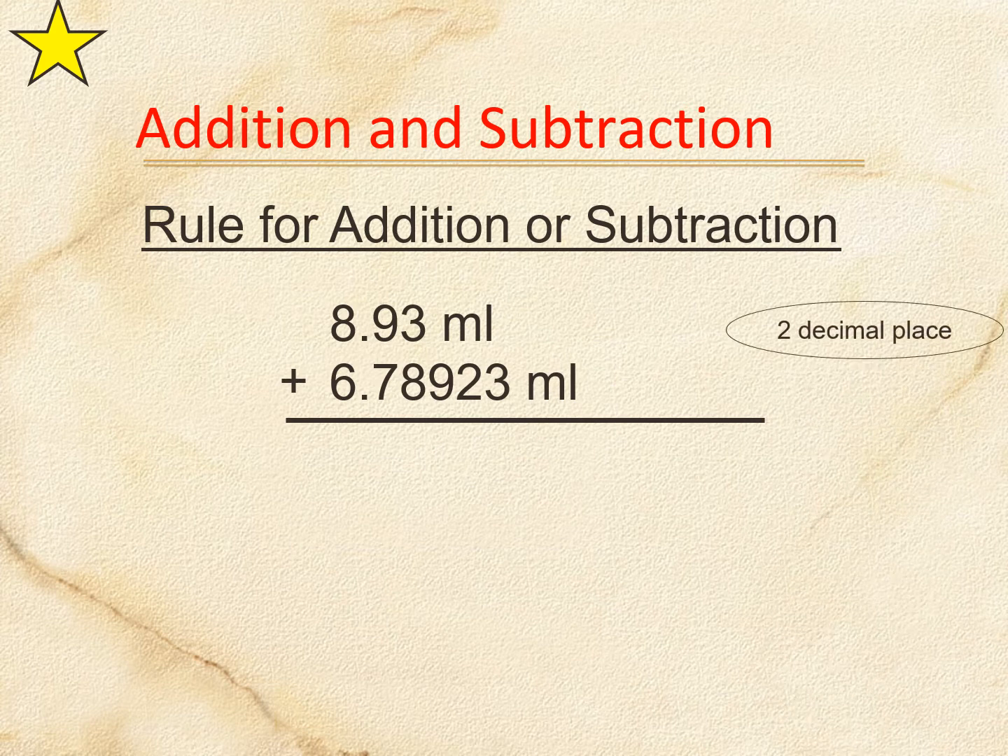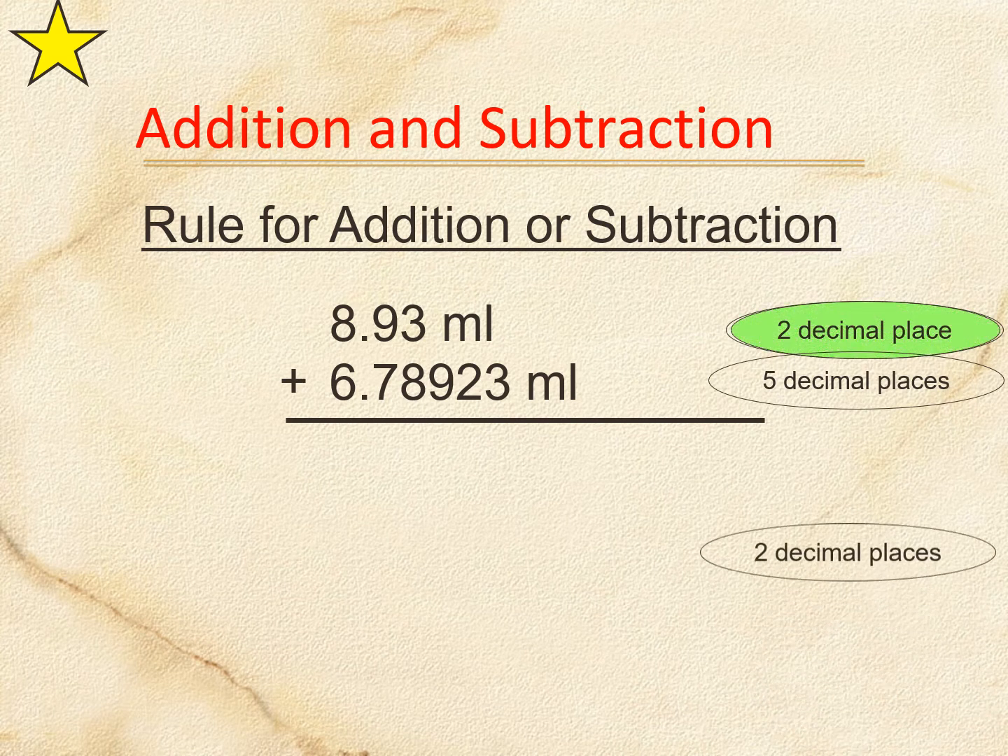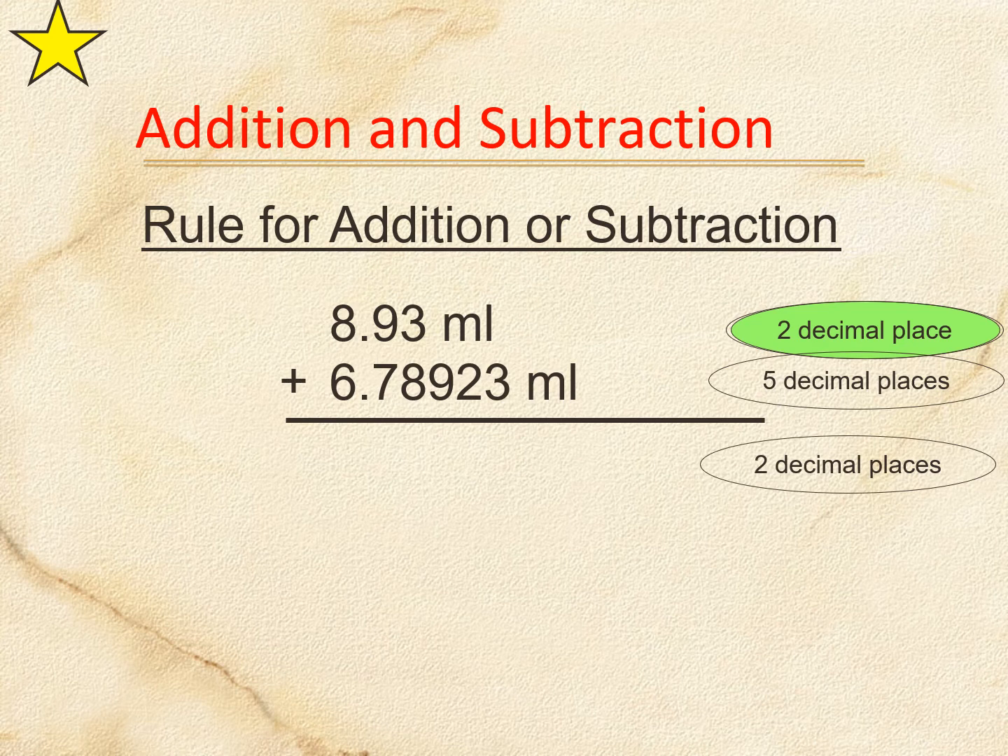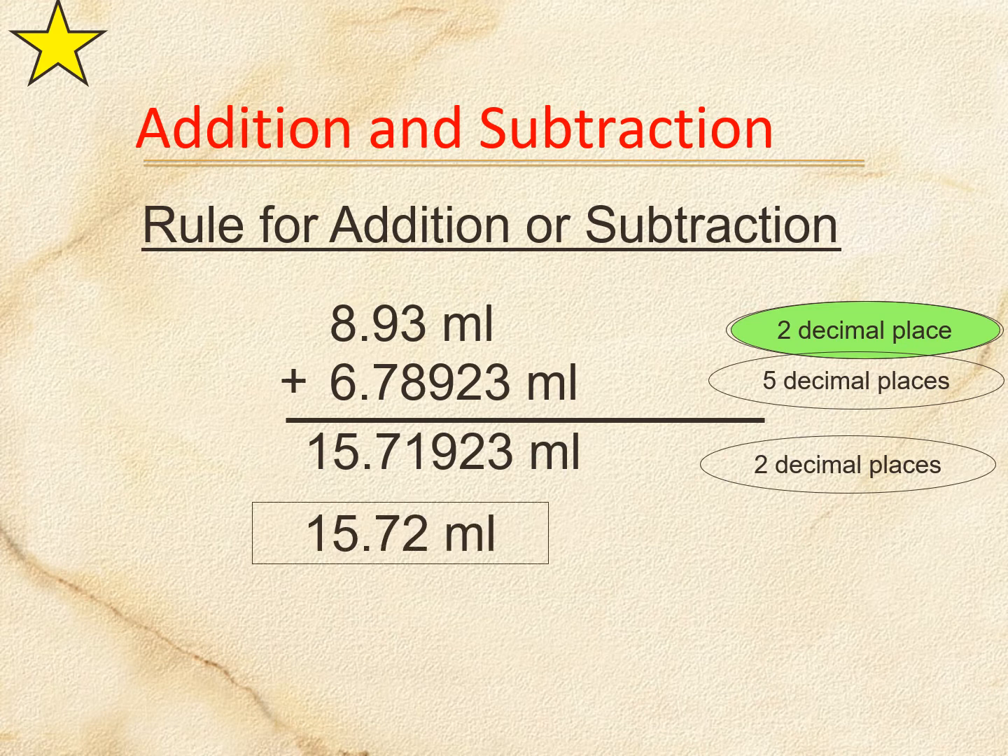Addition, 2 decimals, 4 to 5 decimals. Which one are you going to round to? You said 2. Very good. And your answer is going to round to 2 decimals. When you do the math, I get 15.71923. So the second decimal is the 1. And is that going to round up? You betcha, because it's going to go to 2. So 15.72.